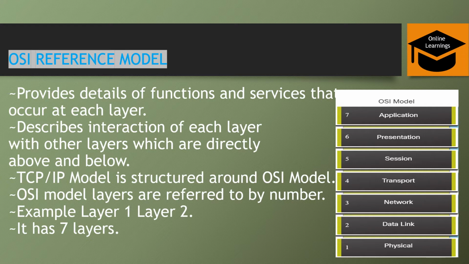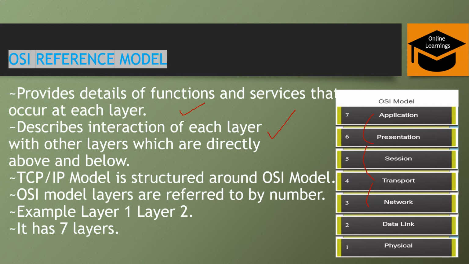So the OSI reference model provides details of functions and services that occur at each layer, right? And it describes the interaction of each layer with other layers. These layers interact with each other in order to make sure that data is transferred correctly. So in order to do that, there is some communication, some interaction between the layers. Therefore, the OSI model describes the functionalities of these layers.